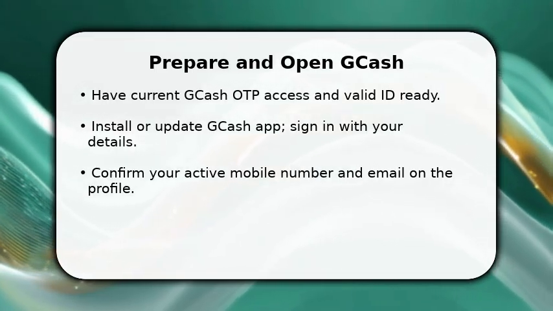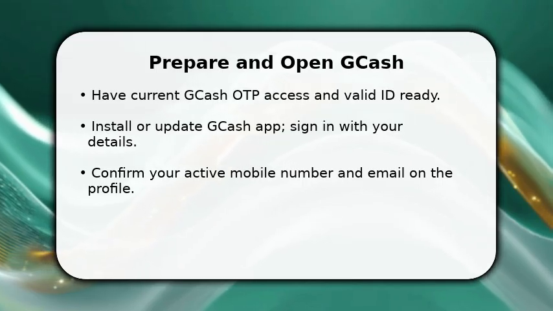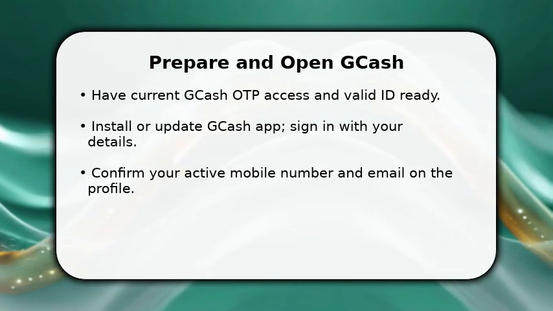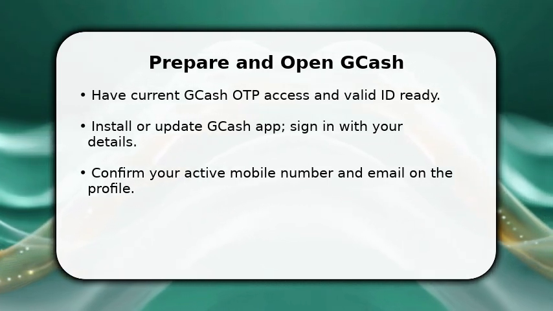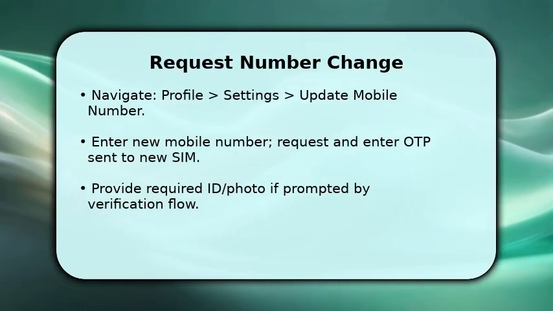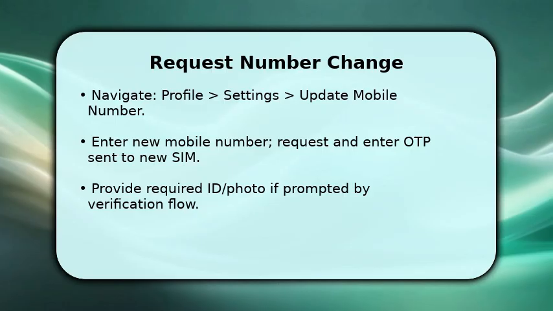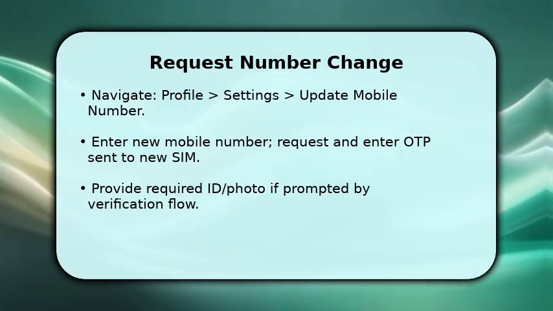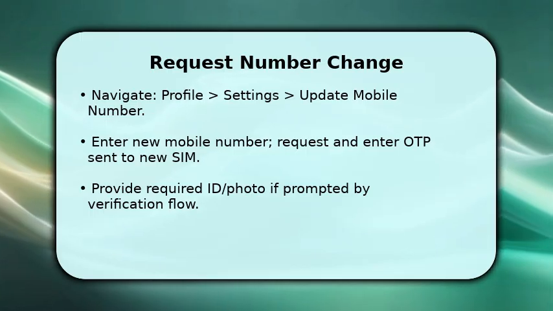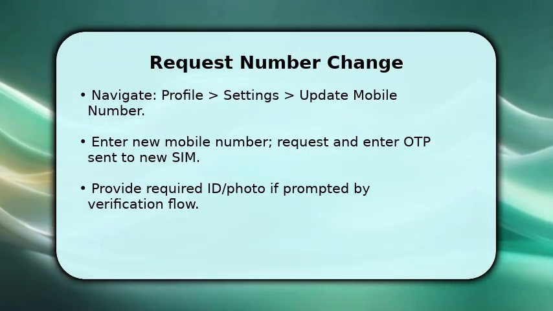Now tap your profile, then Settings. This begins the official flow to change your registered mobile number and keeps your wallet secure. You proceed by selecting Profile, then Settings, and choose Update Mobile Number to start the change. When prompted, type the new mobile number exactly and request the OTP. Use the new SIM to receive that code so verification completes.